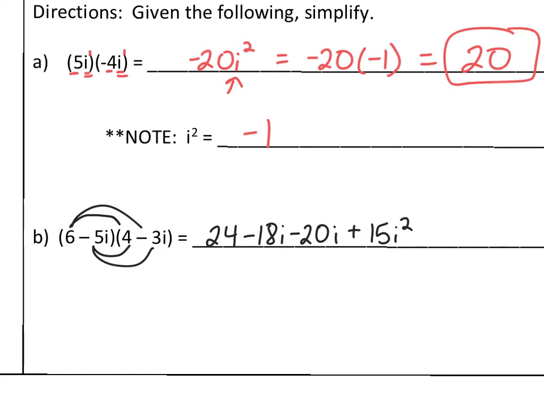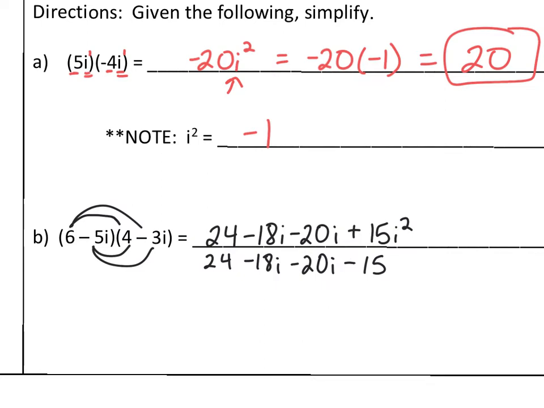Okay. Next thing I want to do is get rid of my i squareds, because we know we can't have those. What are i squareds? Negative 1. So this is the same thing as 24 minus 18i minus 20i plus 15 times negative 1. What is 15 times negative 1? Just a negative 15. So that's what I'm going to write there. Negative 15.